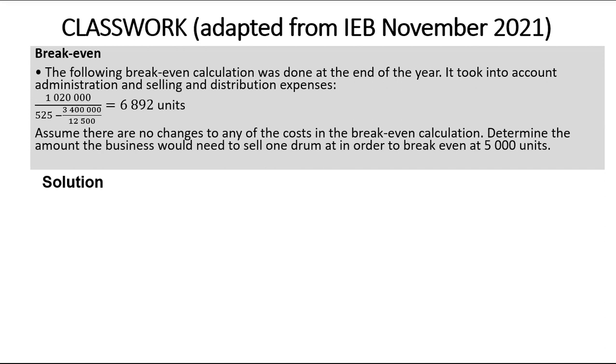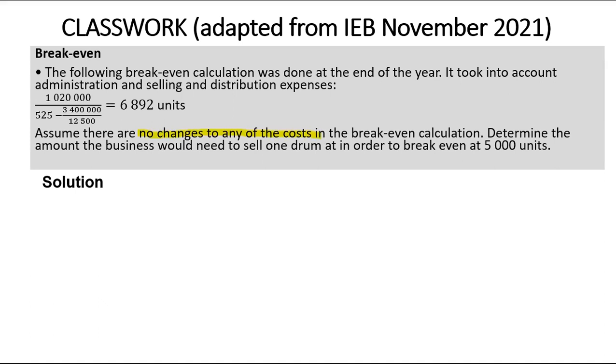All right. Being given those calculations, the question says that we need to assume that there are no changes to any of the costs. I'll highlight that. By cost, what do they mean that there are no changes to any of the costs? No changes to any of the costs in the break-even calculation.